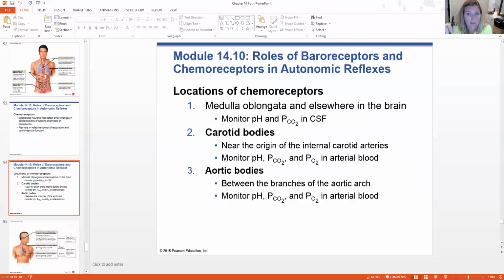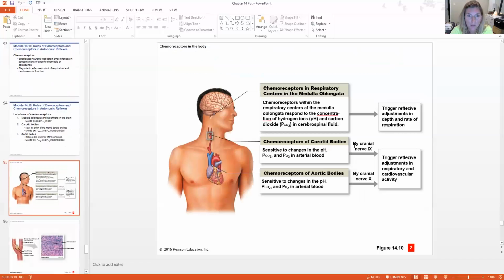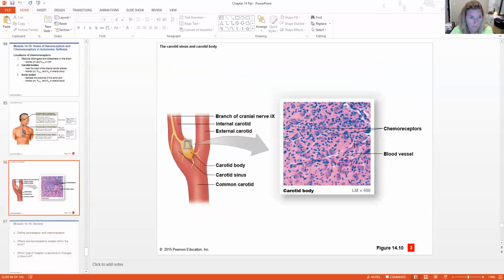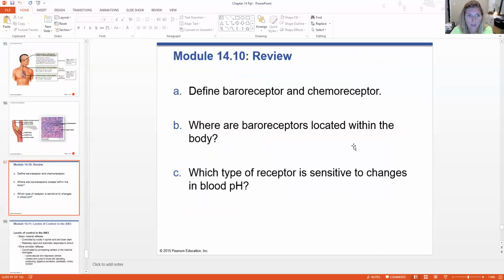The carotid bodies, located in the internal carotid arteries, again monitor pH and the partial pressure of oxygen and carbon dioxide of the arterial blood, and the aortic bodies, between the branches of the aortic arch, monitor pH and the partial pressure of carbon dioxide and oxygen in the arterial blood as well. You can pause the video here, go back and review.